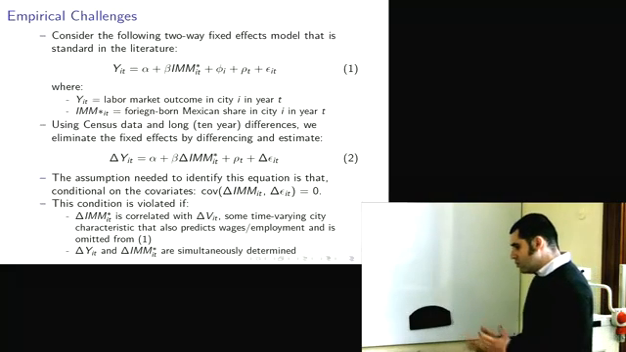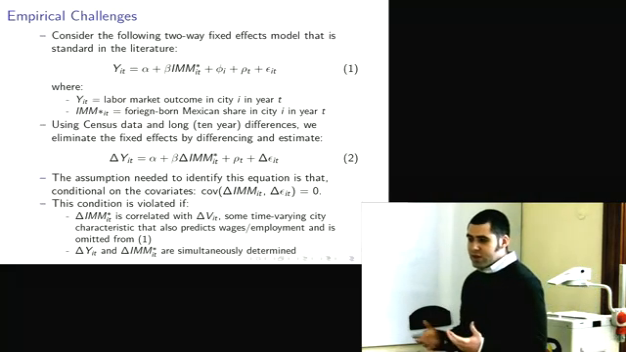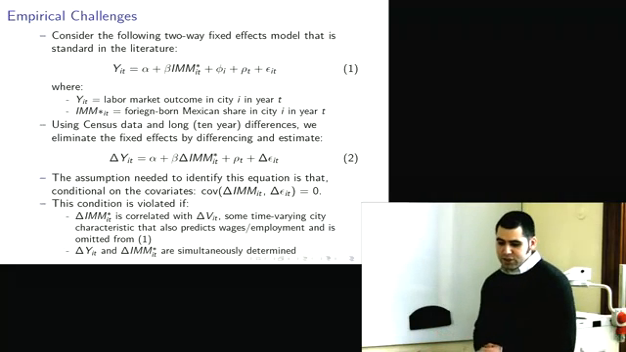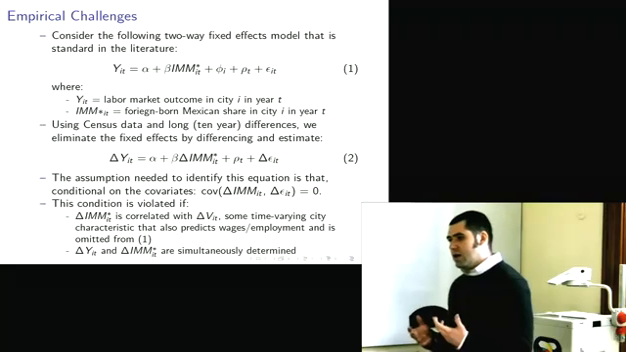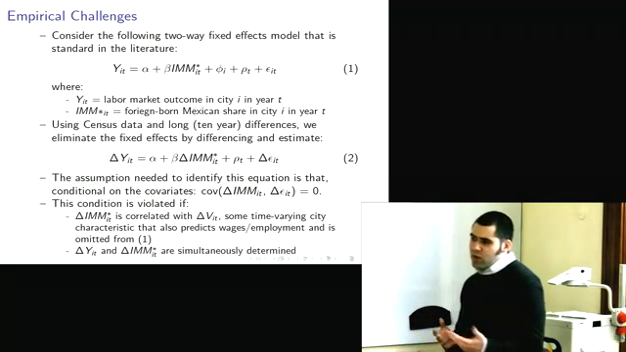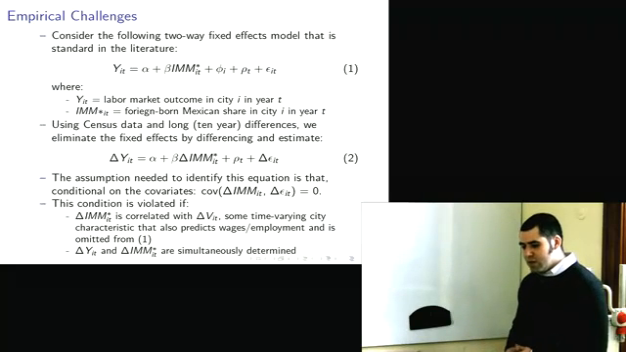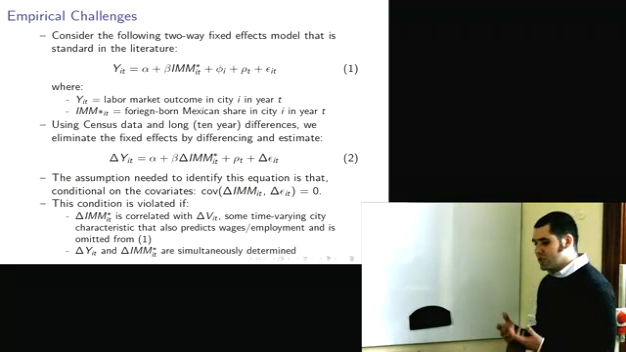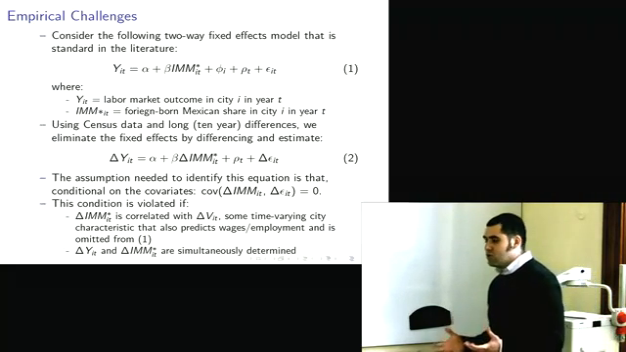So to motivate this for you a little bit, we want to consider the type of regression that we're interested in running in this literature. Here we're interested in running a regression of some labor market outcome. I'll generally just say the wage, but I mean the wage, the unemployment rate, and so on. We're interested in regressing the wage on the share of a city that's comprised of immigrants. And we'll throw in some city fixed effects and some year fixed effects, and that's the general model we're interested in estimating.